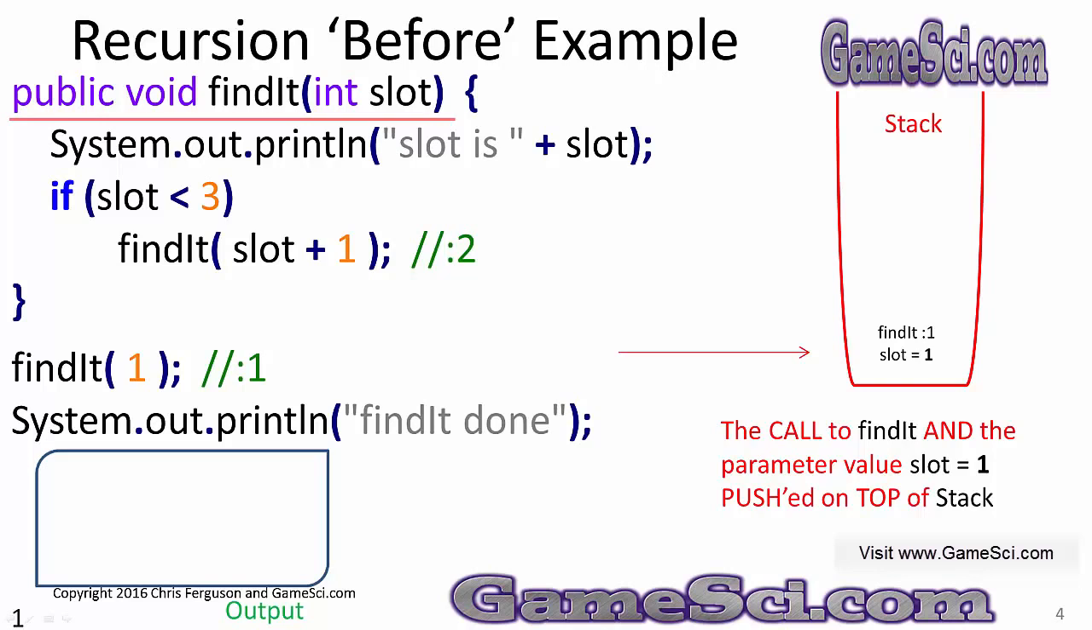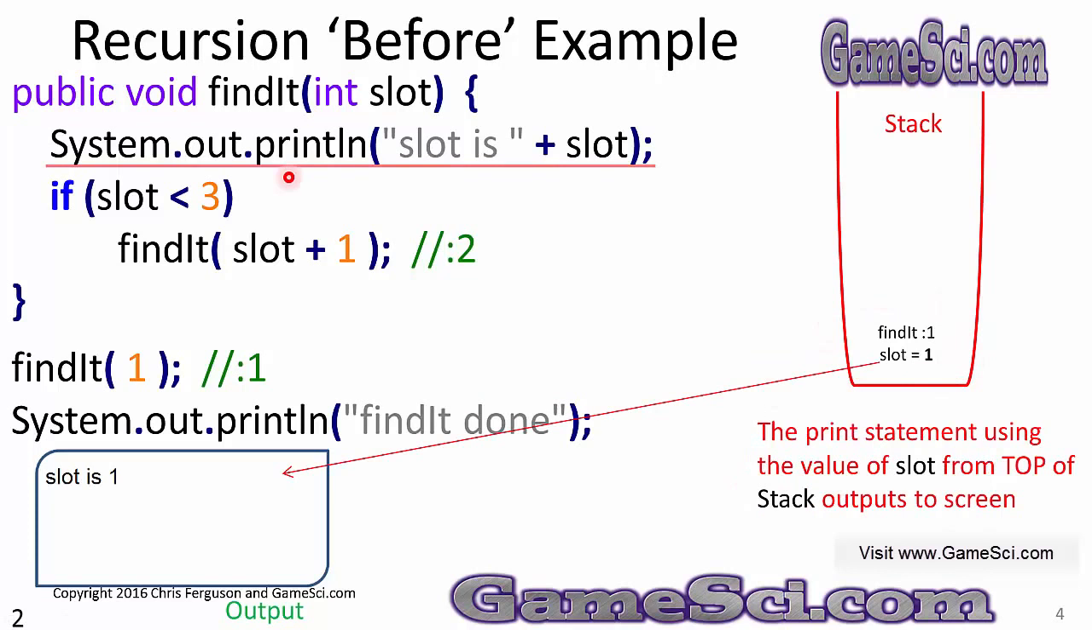So we jump to that line and execute it. The call to findIt and the parameter value slot equals 1 is pushed on top of the stack. There it is. The stack keeps track of how many times findIt gets called, where it's called from, and what the value of its variables is. Slot is 1 in this initial case. The print statement is right there at the beginning, so we're going to print out slot is 1, and the value of slot comes straight off the stack and gets printed out on the screen. Slot is 1.